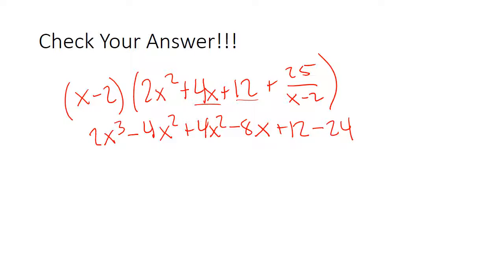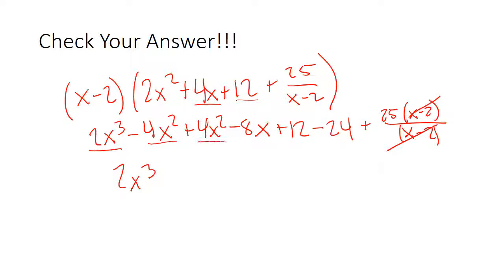So because this x minus 2 will be multiplying in the numerator, actually let's just write that out. 25 times x minus 2 over x minus 2. Notice we have the same thing in both the numerator and the denominator, so those are going to cancel out. So we just end up with a plus 25 on the end. We can combine some like terms here. So this is the only x cubed term, so we have 2x cubed. We have a couple x squared terms, and they're going to actually cancel each other out. Minus 4 plus 4 will cancel out.